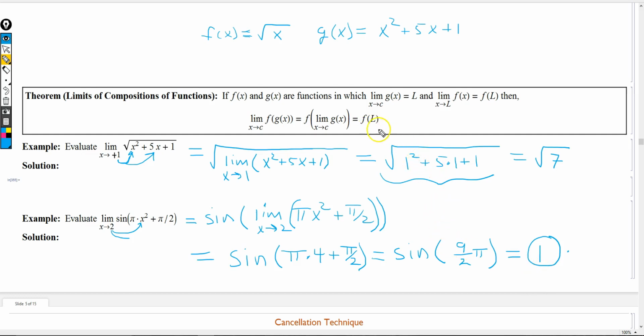Okay, so that does it for this lesson on properties of limits.